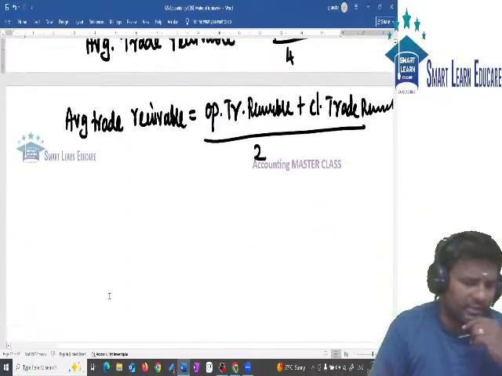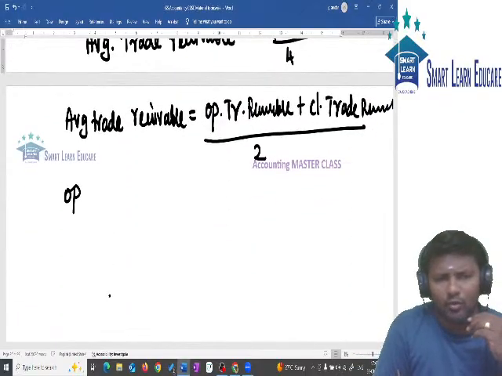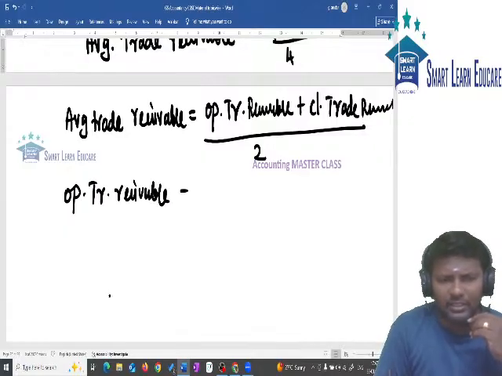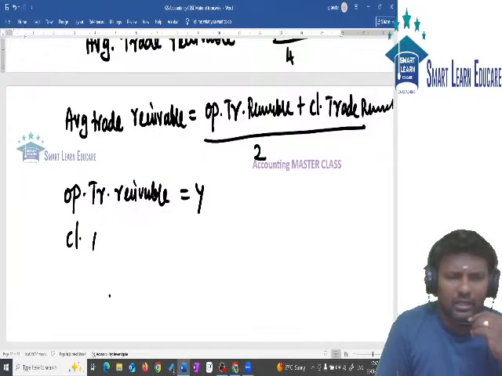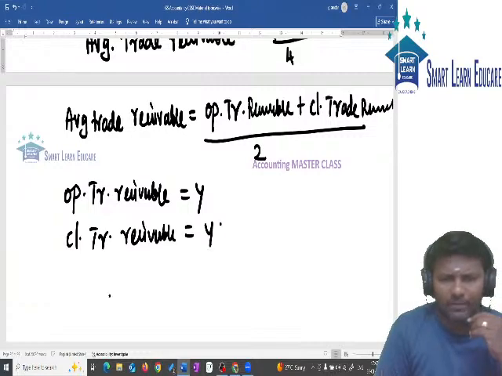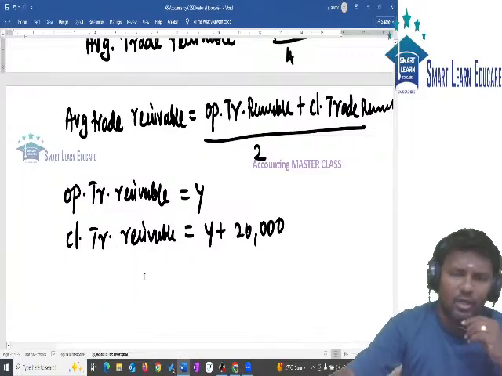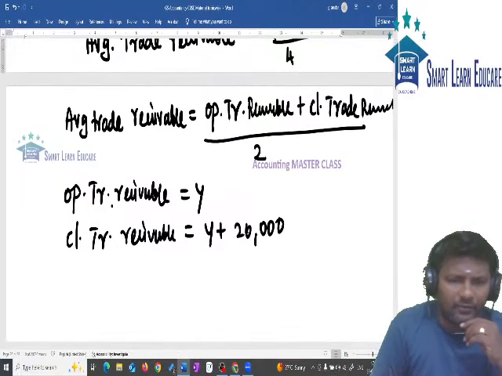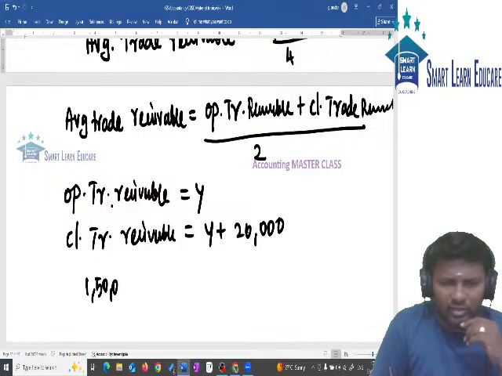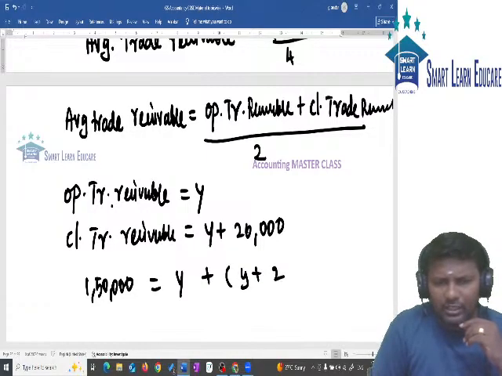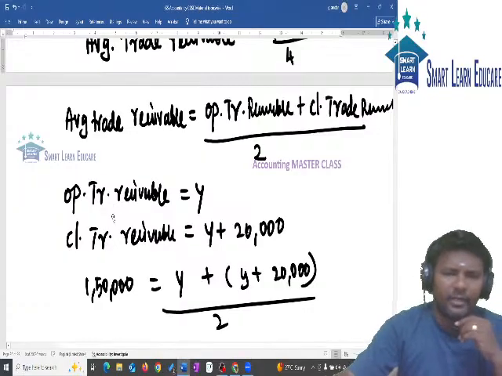Assume opening trade receivable as y. Closing trade receivable is equal to y plus 20,000. Solve the equation. We found already average trade receivable 1,50,000. 1,50,000 is equal to y plus y plus 20,000 divided by 2.